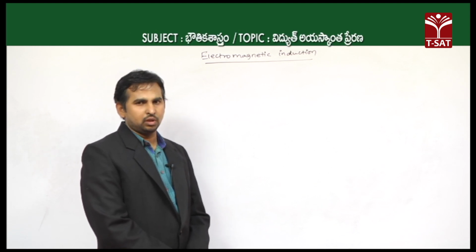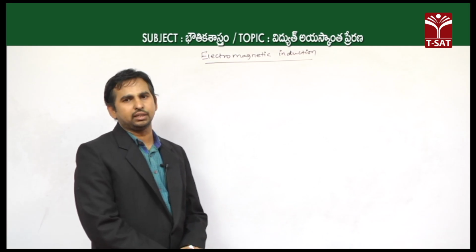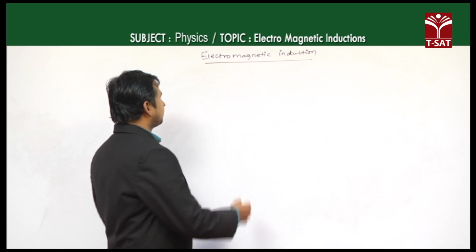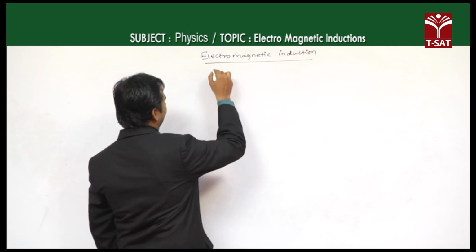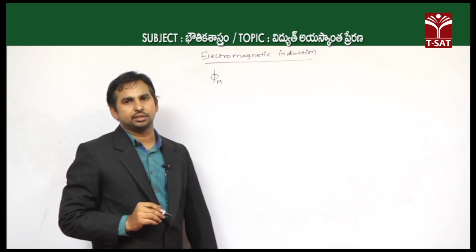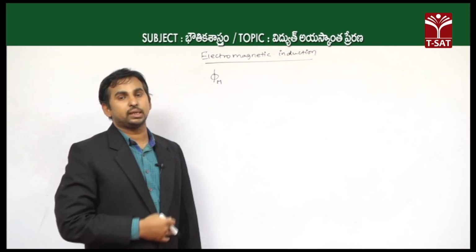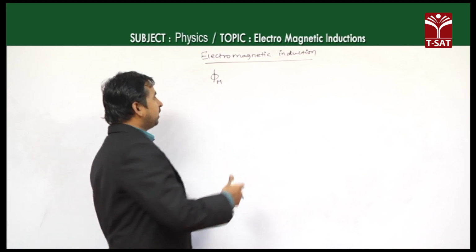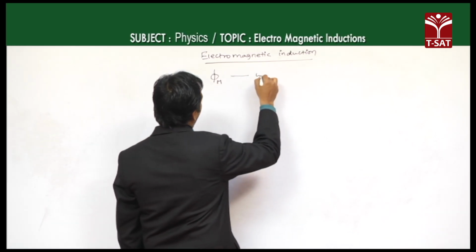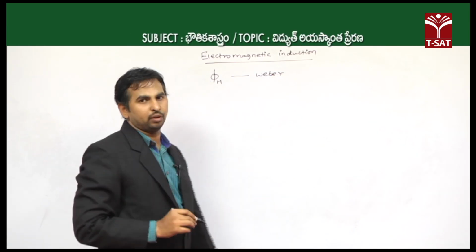Actually, in electromagnetic induction, magnetic flux is nothing but the number of magnetic lines of force passing over an area. That is what we call magnetic flux. Magnetic flux is represented with the letter phi. Now, in the exam they ask particularly about its units. Magnetic flux has the unit of Weber.